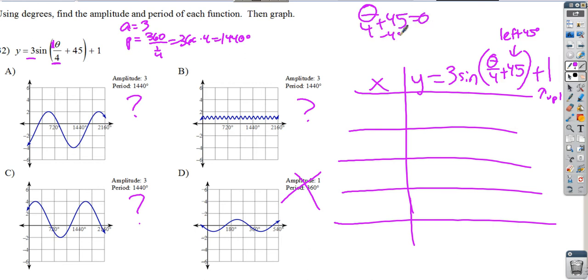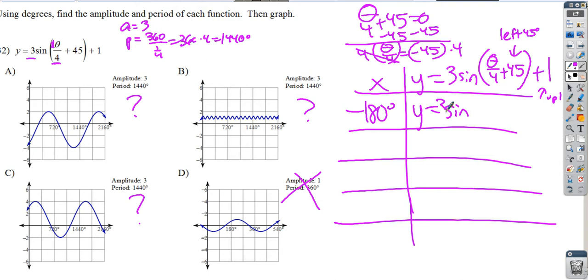So we'll subtract 45 from both sides, and we'll get theta over 4 equals -45. We'll multiply both sides by 4, and -45 times 4 is -180. So that's where we should start, because that is going to make 0 get plugged into this. So we already know this is 0 because we're plugging in -180 for theta, and that whole thing is going to be 0. 3 times the sine of 0 is 0, and 0 plus 1 should be 1.